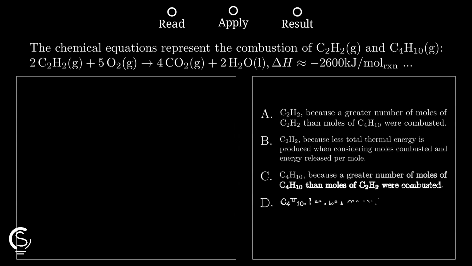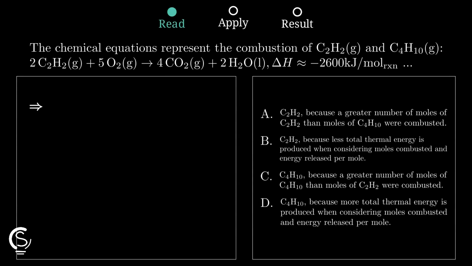First, calculate the moles for each sample. For ethine, 52 grams divided by 26 grams per mole gives us exactly 2 moles. We need this value to find the total heat.